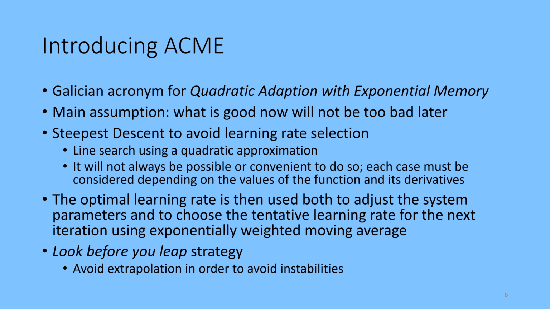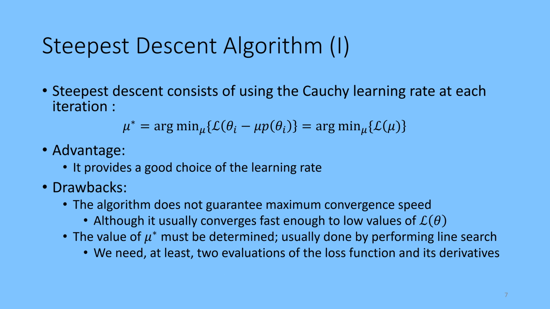We use a look before you leap strategy because instabilities are usually close to the optimal values of the learning rate, so the learning rate used at each step is always an interpolated one, avoiding extrapolations that could inadvertently lead to instability. Steepest descent consists of using the Cauchy learning rate at each iteration, that is, the one that leads to a local minimum of the loss function.